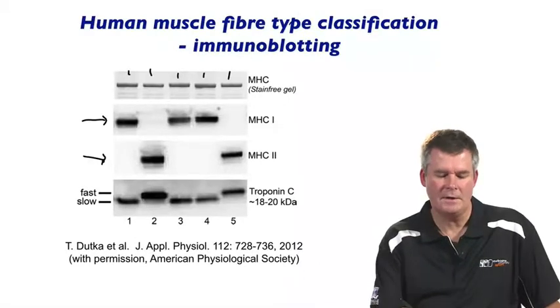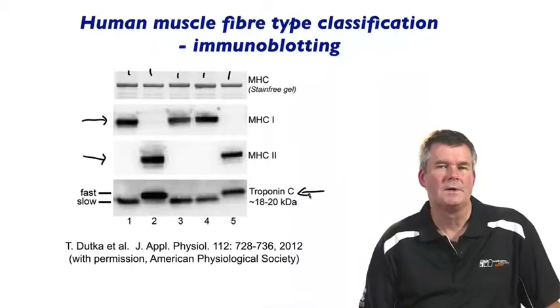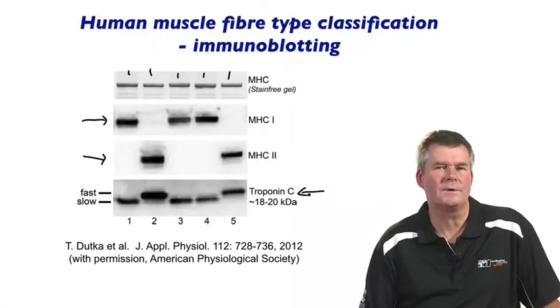You can also see the fibre type differences in another important protein that's involved in muscle contraction, troponin C. Troponin C is the protein that interacts with calcium and the actin and myosin filaments within muscle, and you can see that there are fast and slow isoforms of this protein which are expressed in the appropriate fibre type manner.